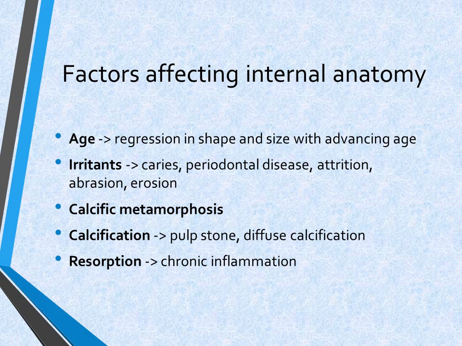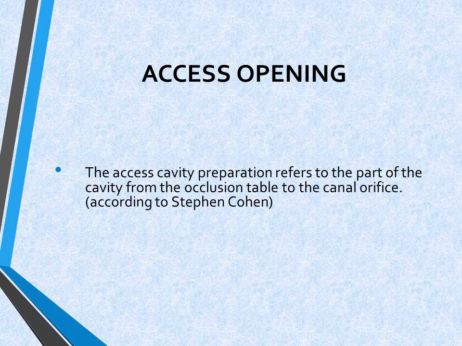Calcific metamorphosis is just like your pulp stones. And then you have your resorption, like how you saw your internal resorption and your external resorption. This can also affect your pulpal anatomy. Now coming to the access opening, it is the part of the cavity from the occlusal table to the canal orifice. So how your access opening is going to be modified when it comes to each tooth.